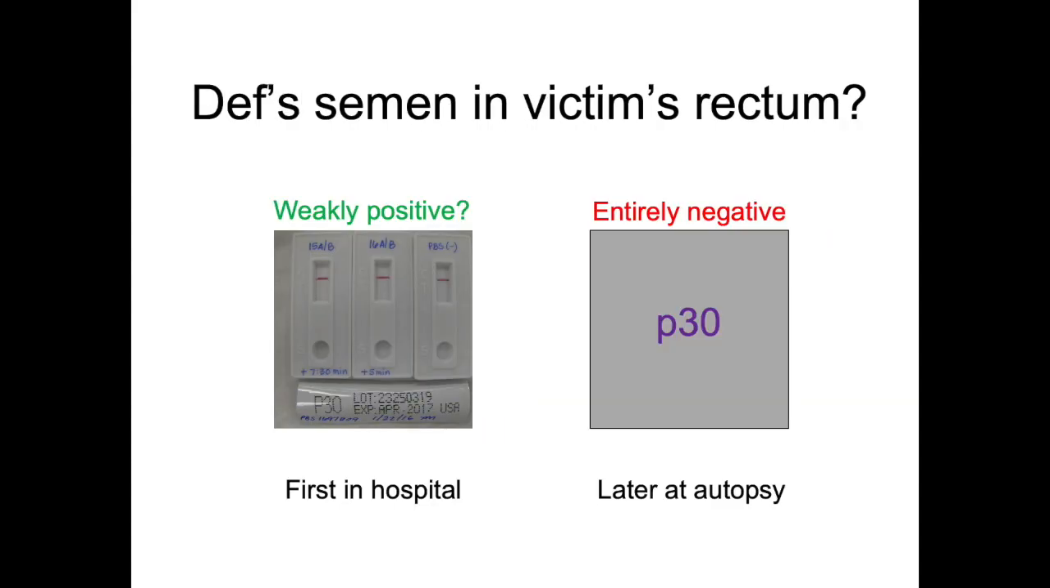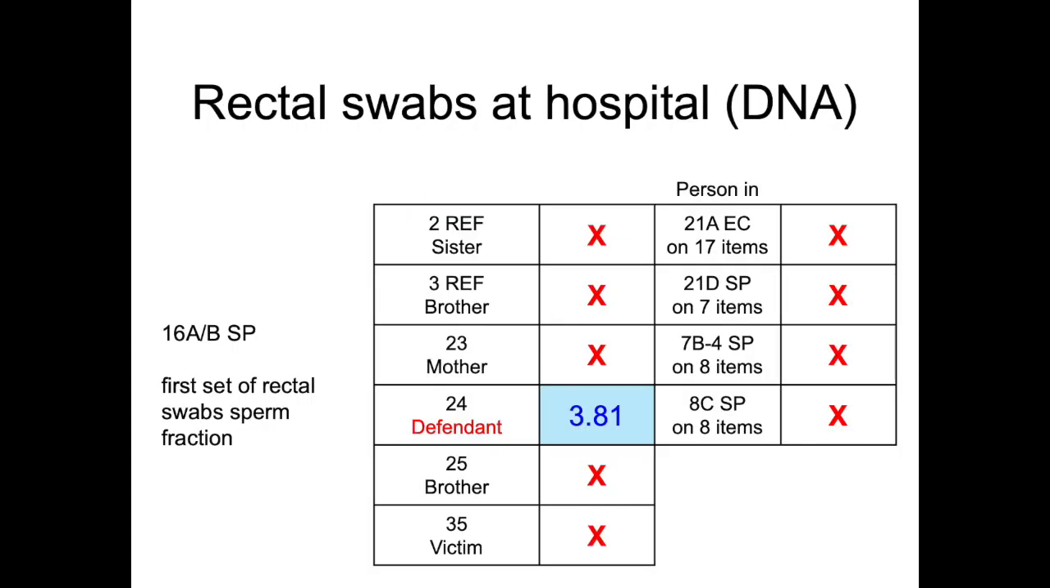An important question in the case was whether the defendant's semen was present in the child's rectum. Rectal swabs were taken first in the hospital and then later at autopsy. As we saw earlier, the hospital P30 results shown on the left were weakly positive, whereas the later P30 results taken at autopsy were entirely negative.